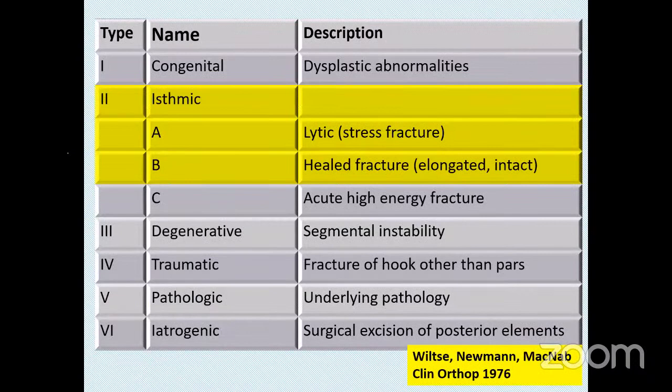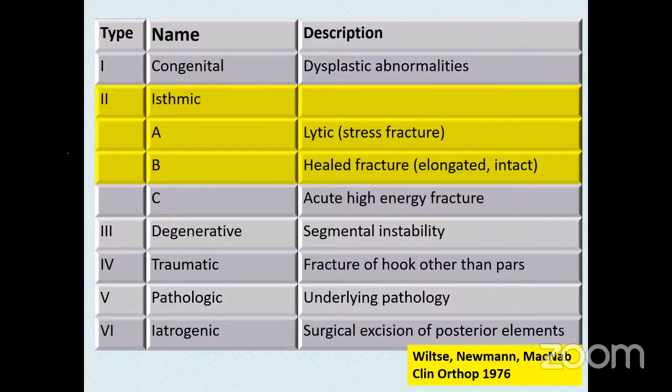Now, these are the various classifications. Spondylolisthesis can be congenital, in which there is a dysplastic abnormality. It can be isthmic, in which there is a defect in the pars. It can be a lytic, or a healed fracture of the pars, or high energy trauma which led to a fracture of the pars. The next category, type 3, is degenerative, in which there is segmental instability. There might be a traumatic spondylolisthesis, in which a fracture of the facet occurs.